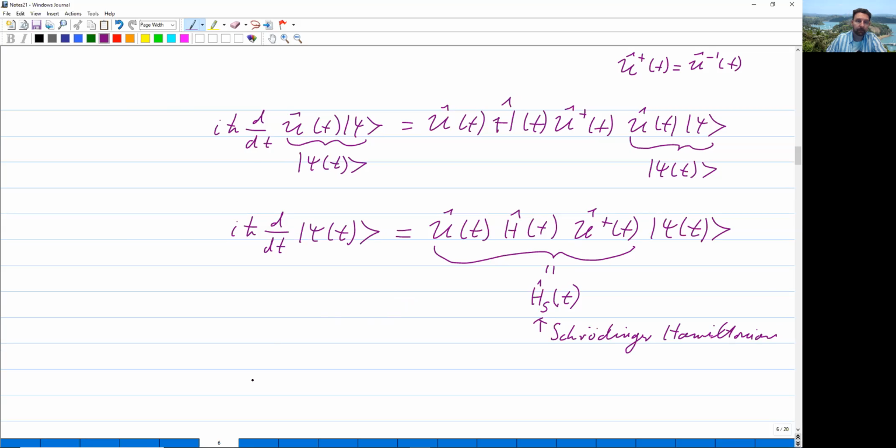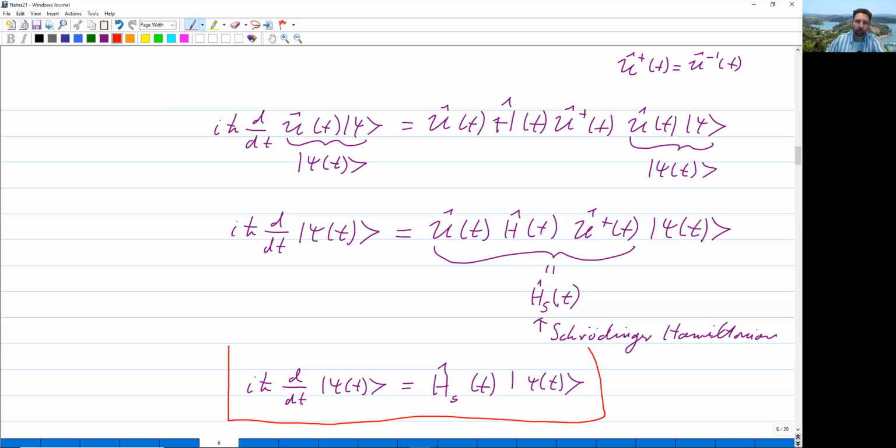Well, then we obtain that i h bar d by dt psi of t equals the Schrödinger Hamiltonian acting on psi of t. And there's one bar too much in there. All right, so we have this. Now at this point, we draw a box around this because it's a super important equation. This is of course the Schrödinger equation.